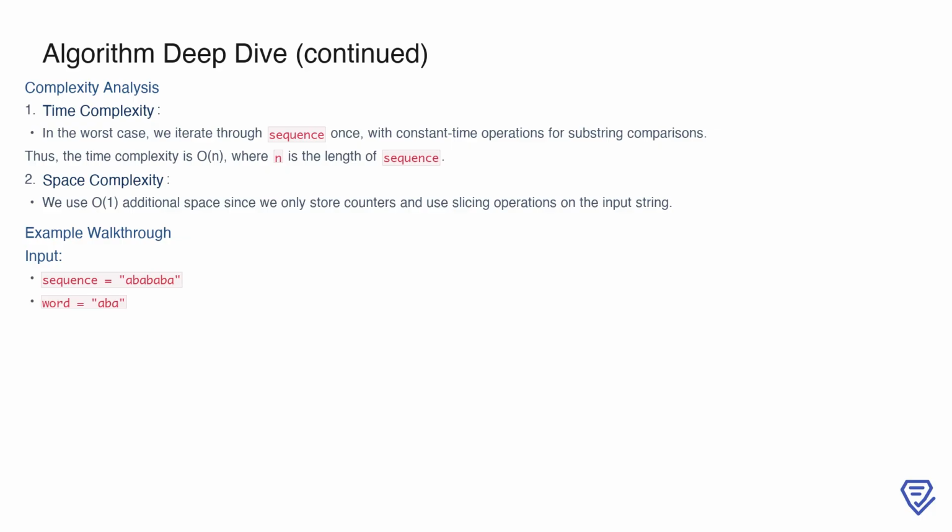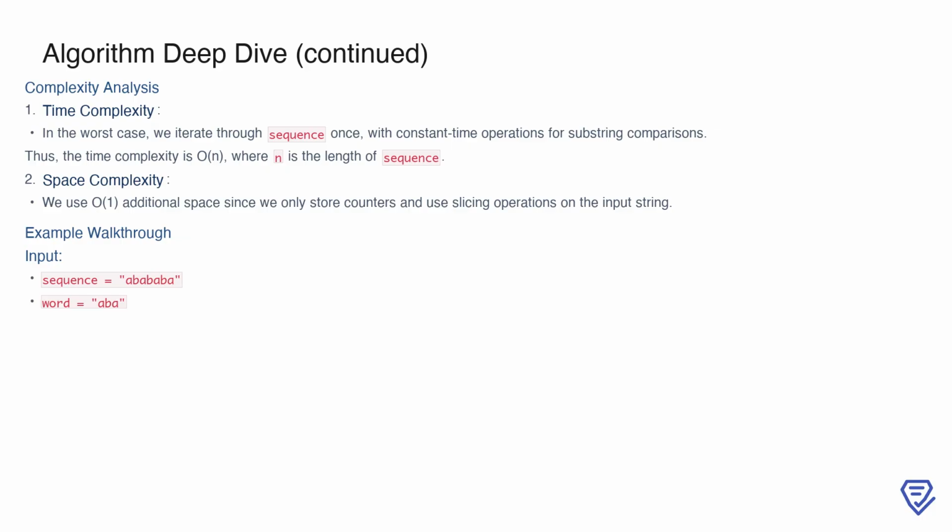Let's analyze the complexity of this sliding window approach. In terms of time complexity, the worst-case scenario involves iterating through the entire sequence once, with each substring comparison taking constant time. This gives us a time complexity of O(n), where n is the length of sequence. For space complexity, the algorithm uses only a few integer variables to track counts and the current index. Since no additional data structures or storage are required, the space complexity is O(1).